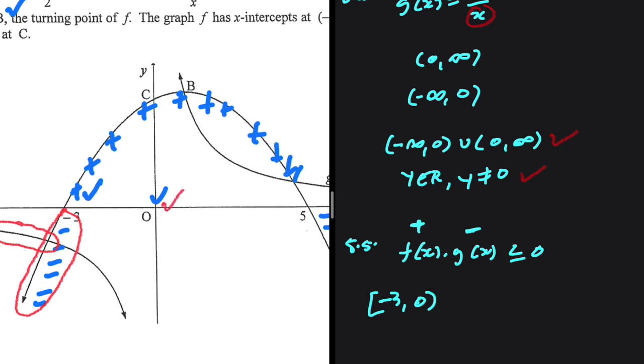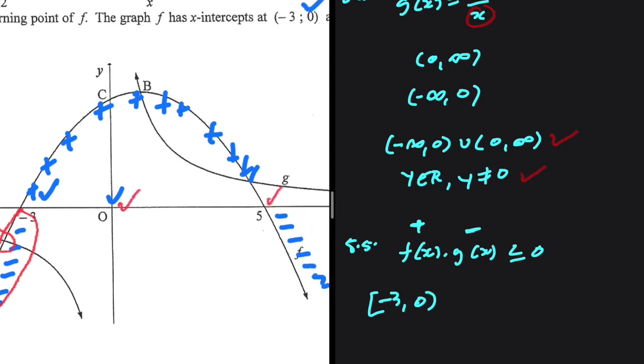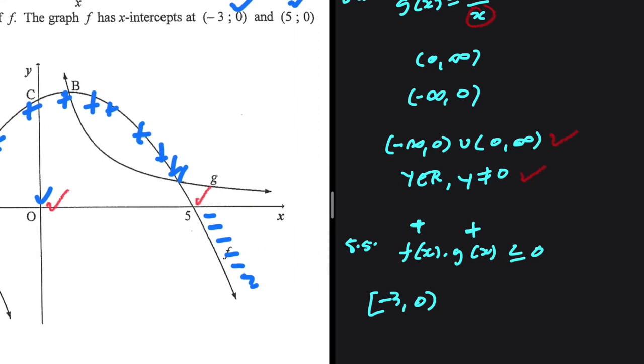Now let's look at 0 and 5. Between 0 and 5, f of x is positive, as you can clearly see, but g of x is also positive. So that cannot be part of our solution. If we multiply those two functions between 0 and 5, our answer is going to be greater than 0, and that's not what we're interested in. Let's look at x equals 5 to positive infinity. f of x is going to be negative, and g of x is going to be positive. Negative multiplied by positive is negative, and it will satisfy our inequality.